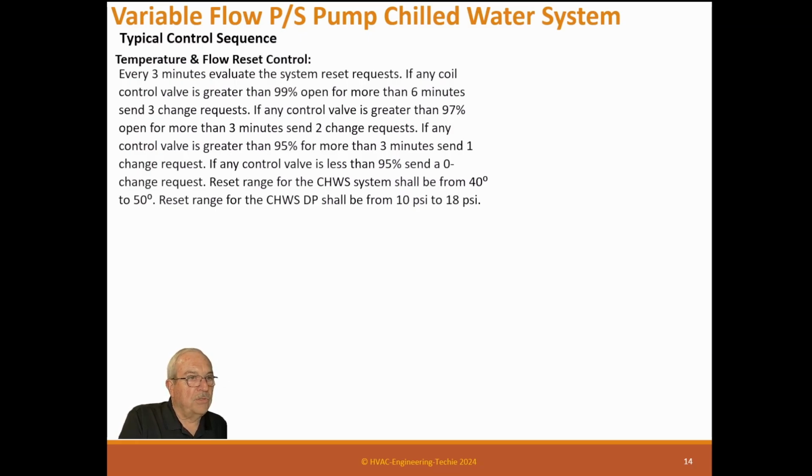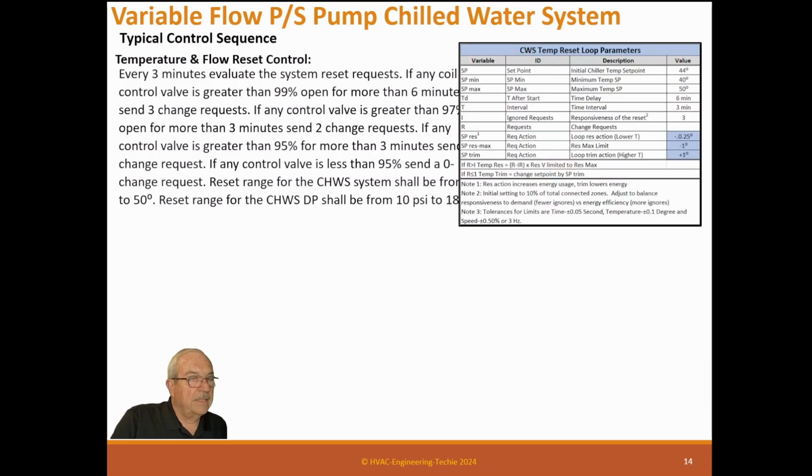Reset range for the chill water supply temperature shall be from 40 to 50 degrees. Reset range for the chill water supply differential pressure shall be from 10 to 18 psi. And here are the reset parameters. So you can see this was 40 degree set point, 40 to 50 range. Time delay is 6 minutes, so we want to start the system, let it settle down before we start making changes. Our time interval is 3 minutes. Ignored requests are 3, and remember that's 10% of our connected load.